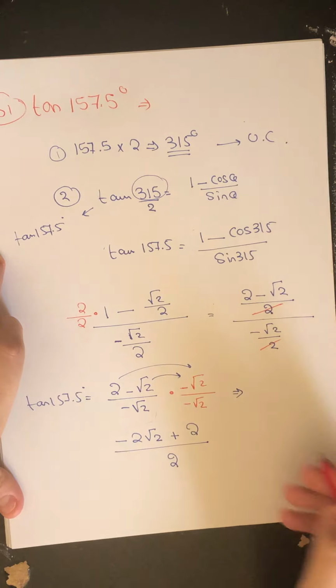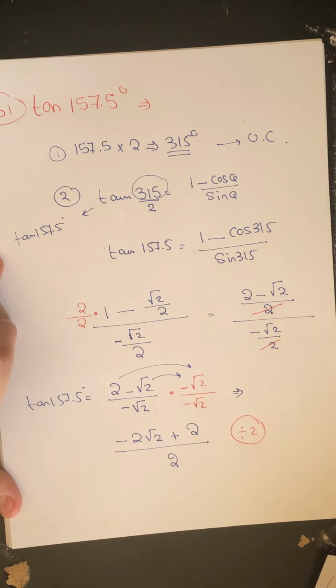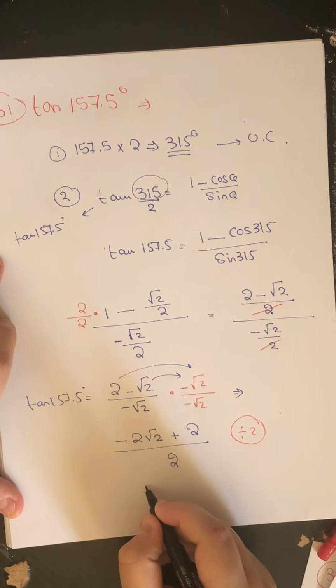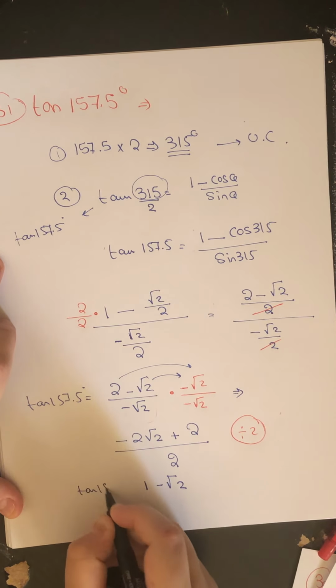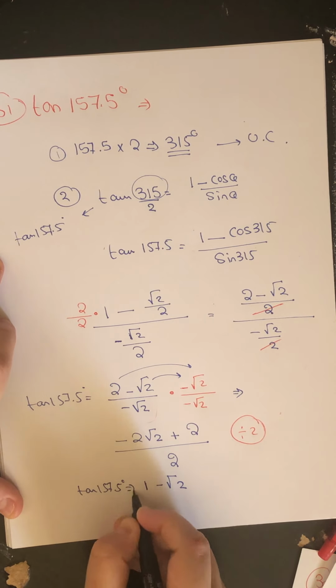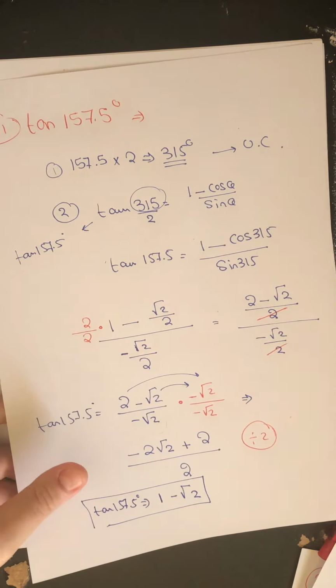I can still do one more step, which is divide everybody by 2. My final answer will be 1 minus root of 2. And you can check with the calculator anytime that this is the right answer for tan 157.5. Just make sure the calculator is on degrees. This is question 31.